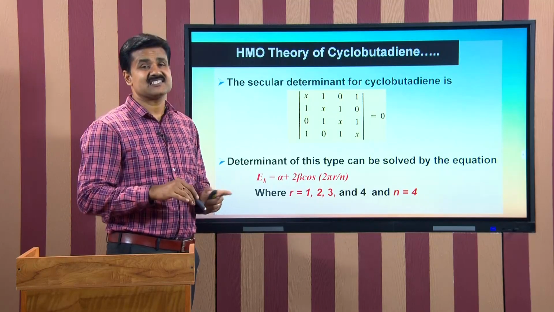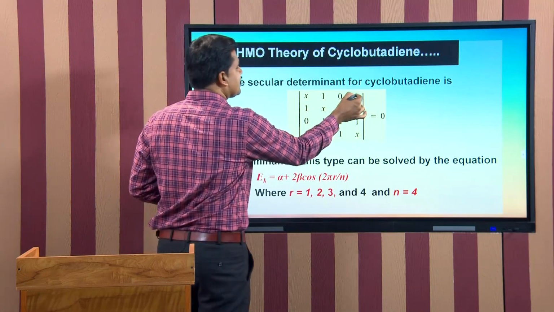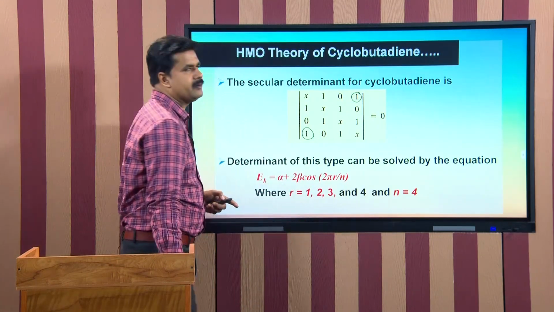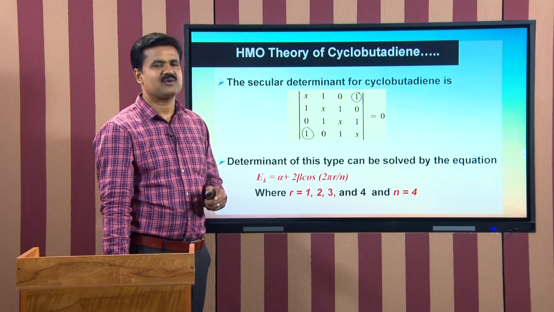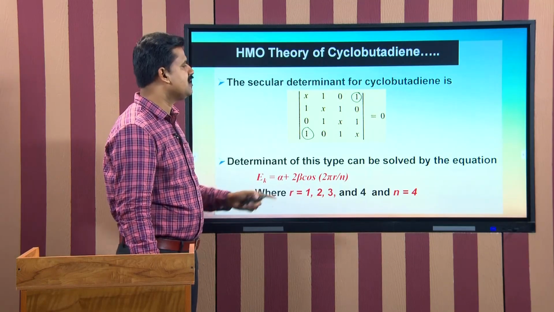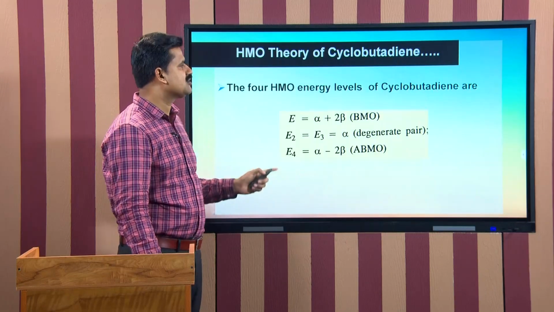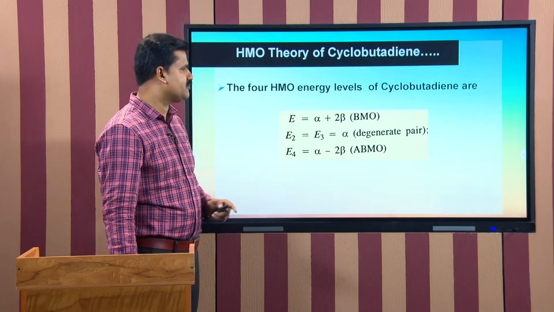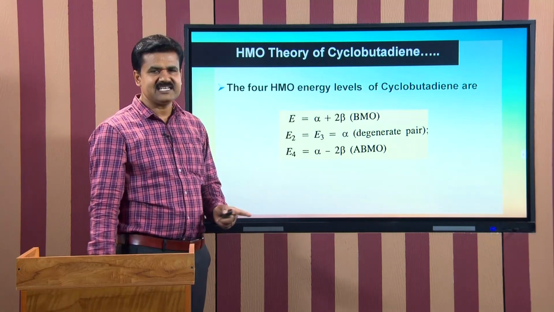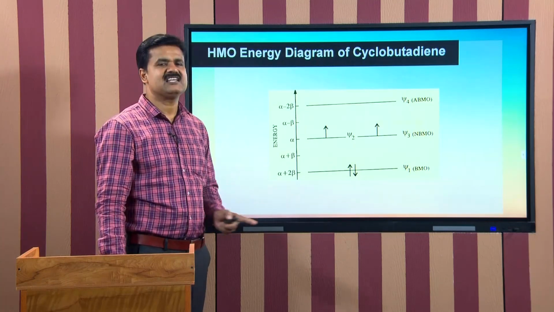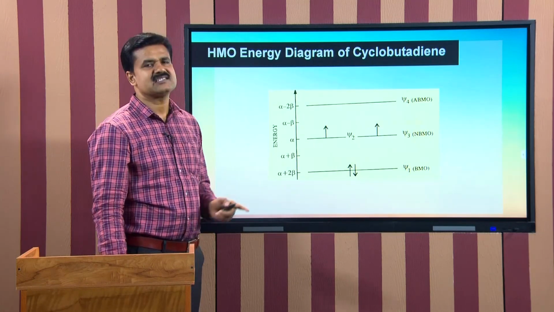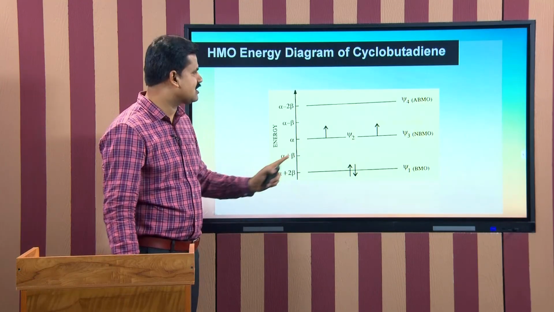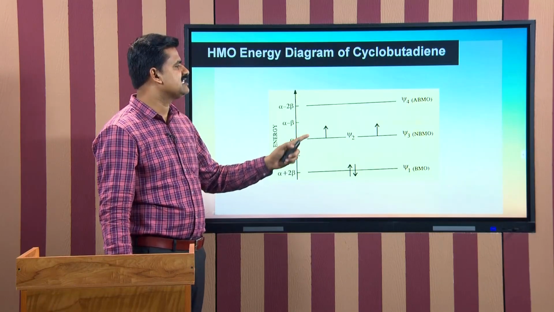Since it is a cyclic system, the secular determinant is like this. Here also the terminal elements of the opposite diagonals are 1, and by applying the same principle we can solve this expression, and on solving this we are getting 4 energy values for cyclobutadiene. One level is doubly degenerate, and this is the energy level diagram, and psi 1 is the lowest energy level with minimum energy alpha plus 2 beta, 2 electrons are present there. The other 2 electrons are present in psi 2 and psi 3.